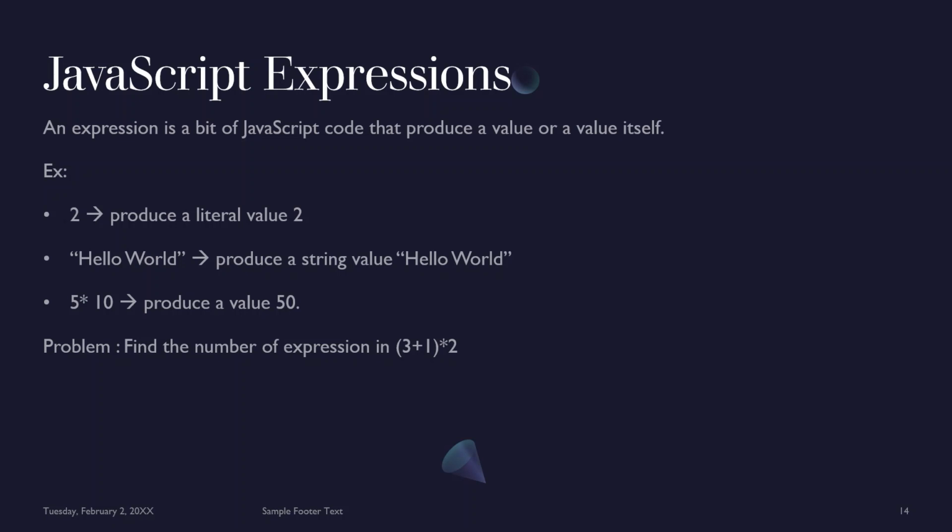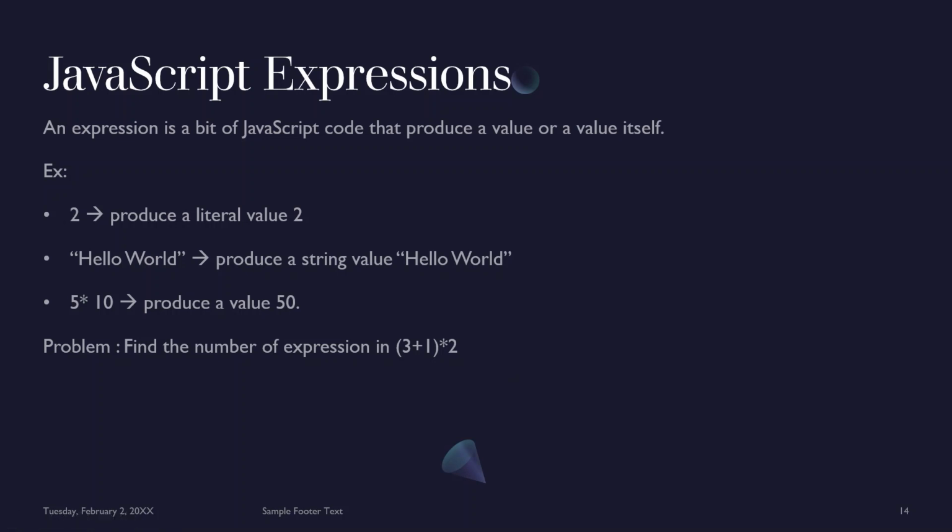Now we have to find the number of expressions in 3 plus 1 into 2. I have given the solution itself. This 2 is a literal value, it's an expression. 3 is an expression. 1 is an expression. 3 plus 1 altogether results in 4, that's why it's also an expression. And finally, 3 plus 1 into 2 as a whole is an expression.